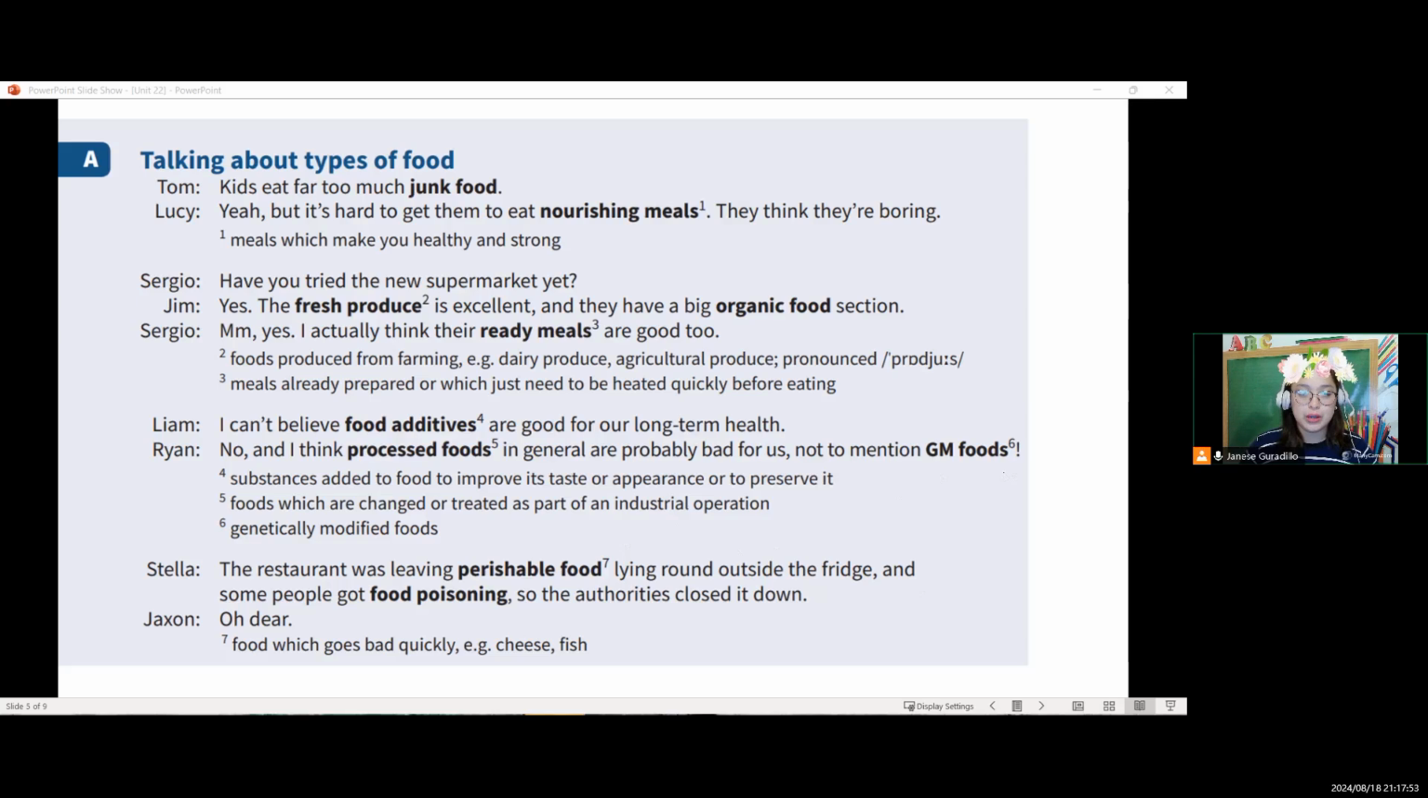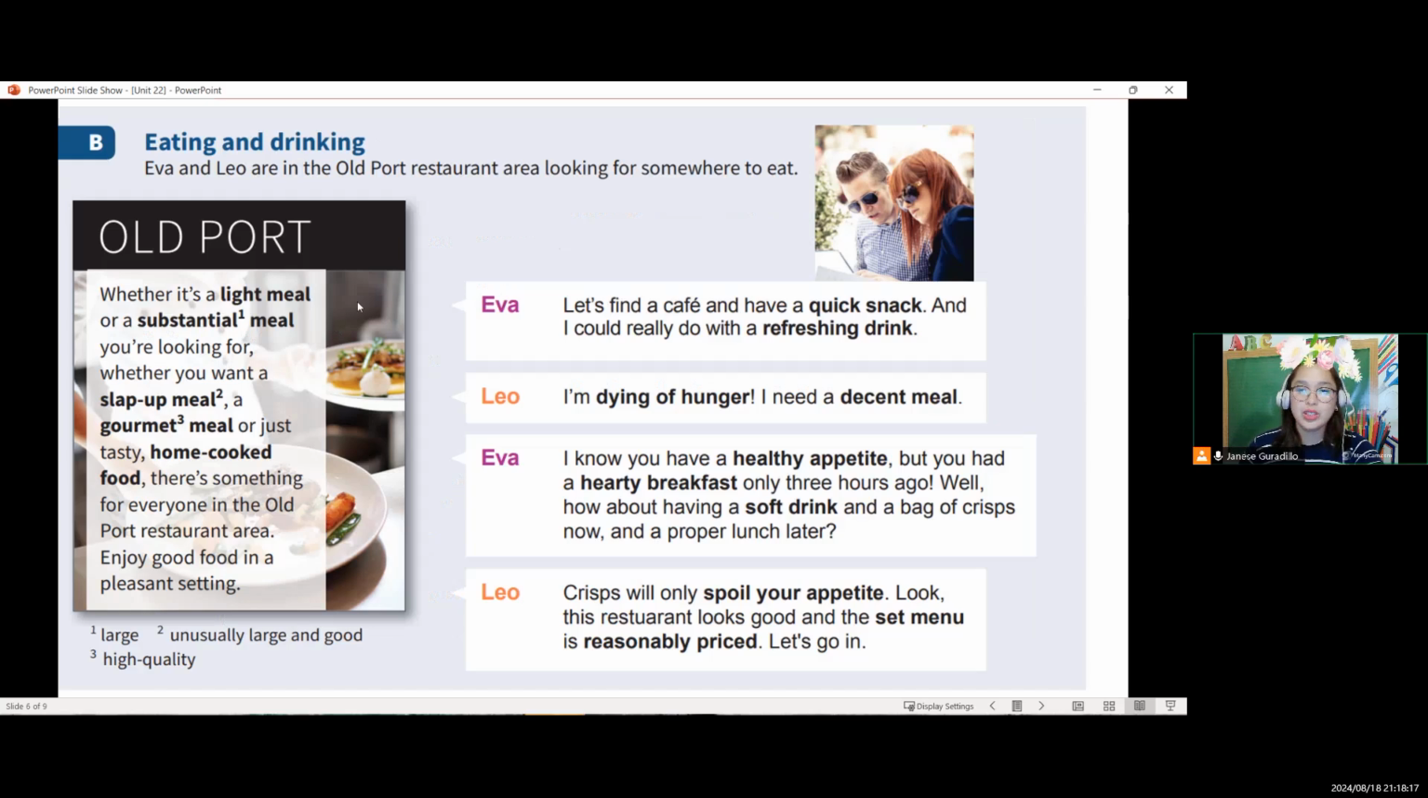Number seven is perishable food, food which goes bad quickly, like the cheese and the fish and some other foods. So you remember these collocations. Okay, so now let's move on to the next one.